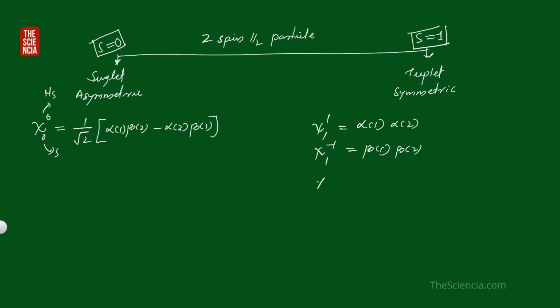That is, both the particles are in spin down state. And the third one is 1, 0. That is 1 by root 2 times alpha of 1 beta of 2 plus alpha of 2 beta of 1. This is symmetric state, that is why plus sign. Here this is antisymmetric state, that is why this minus sign. Okay. So these are the four wave functions of two spin half particles.